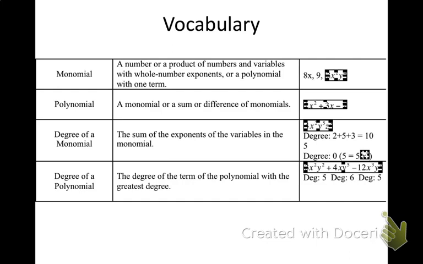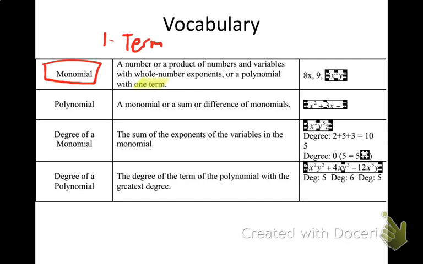First off, we're going to talk about what is a monomial. Monomial comes from the Latin word meaning one term. Mono meaning one, nomial meaning term. So a monomial is a number or a product of numbers and variables with whole number exponents, or a polynomial with one term. Okay, a monomial, one term.